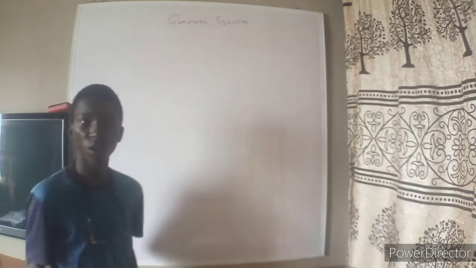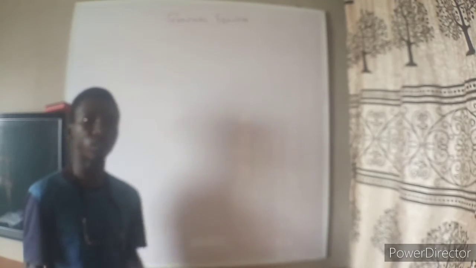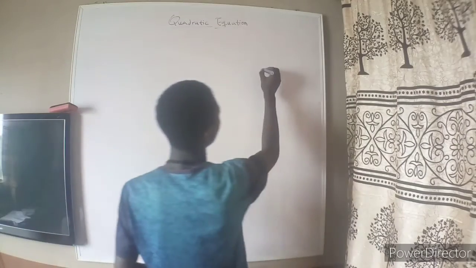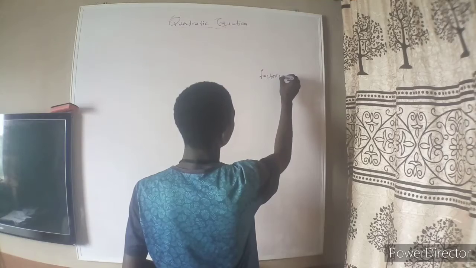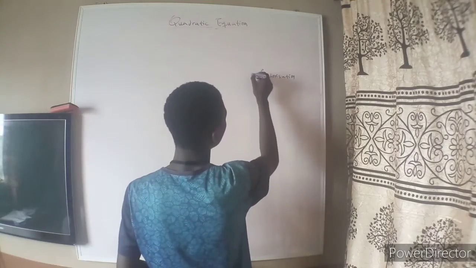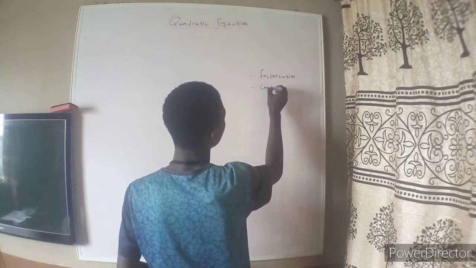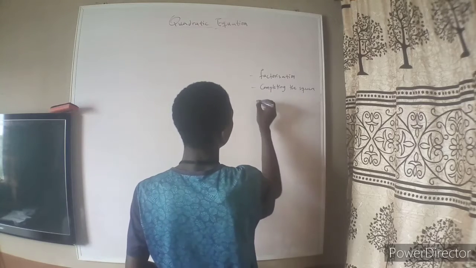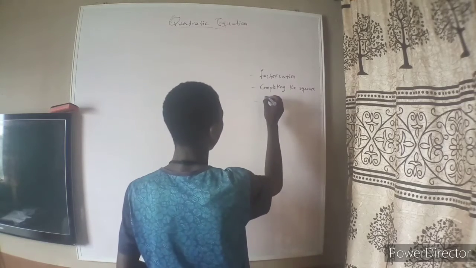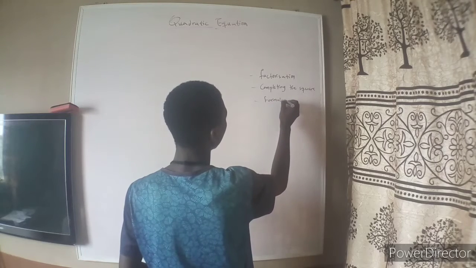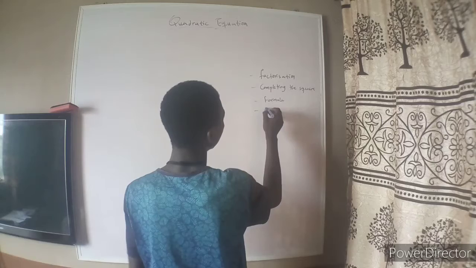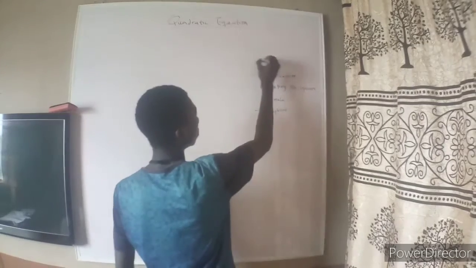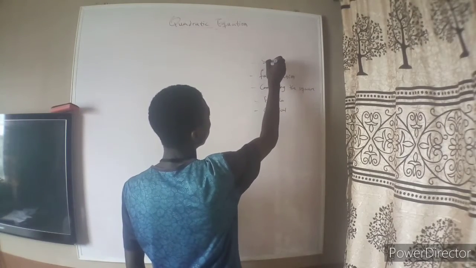There are actually four basic methods of solving quadratic equation. The first is the factorization method. The second one is the completing the square method. The third one is the formula method or quadratic formula, and the fourth one is the graphical method. There's also one referred to as the square root method.